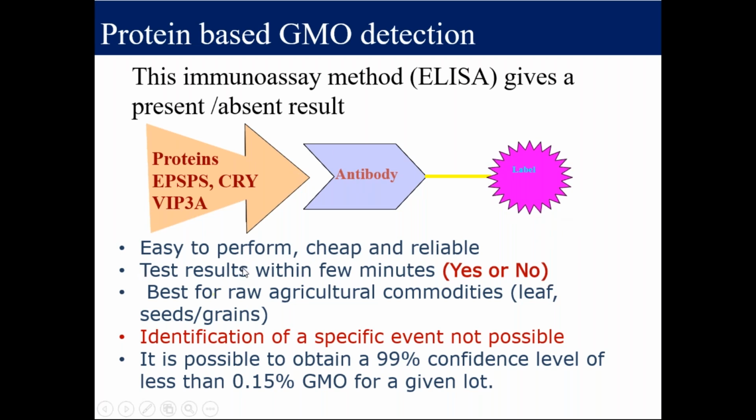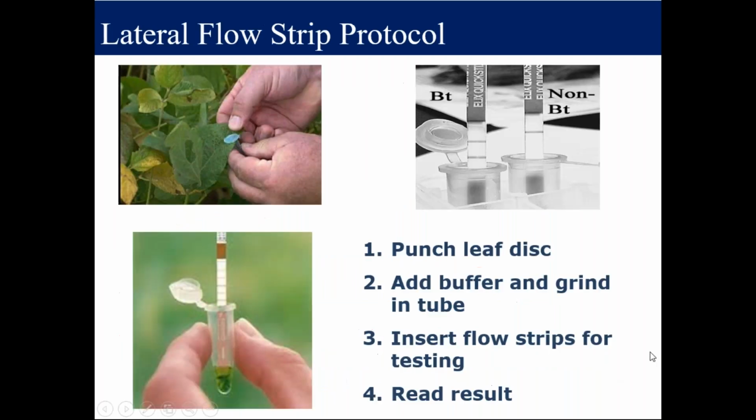This is very easy to perform. It is cheap and reliable. Your tests can be done within 5 minutes. It is very good for the leaf, seeds, and grains. It is not good for processed GM food, that is, say, a GM biscuit or lecithin. And it only identifies which protein is present, but it cannot tell you which event has occurred. And of course, you are able to get 99% confidence levels. So it is a very simple test which can be done in the field. What you do is you can just punch out a leaf or take the seed and crush the seed.